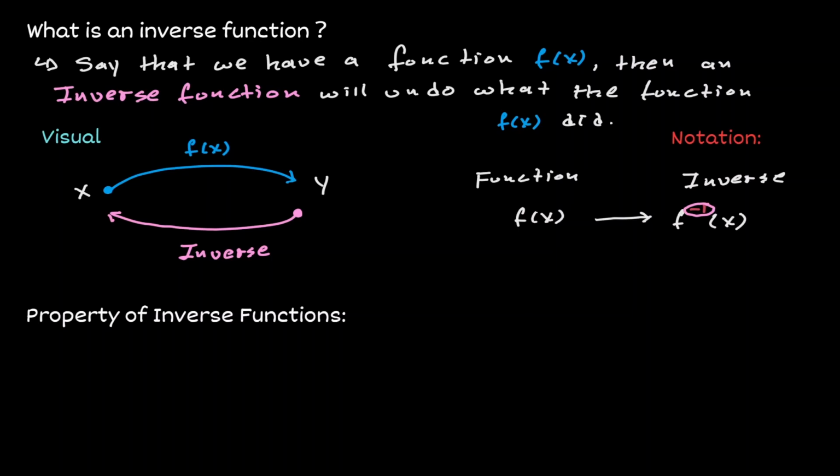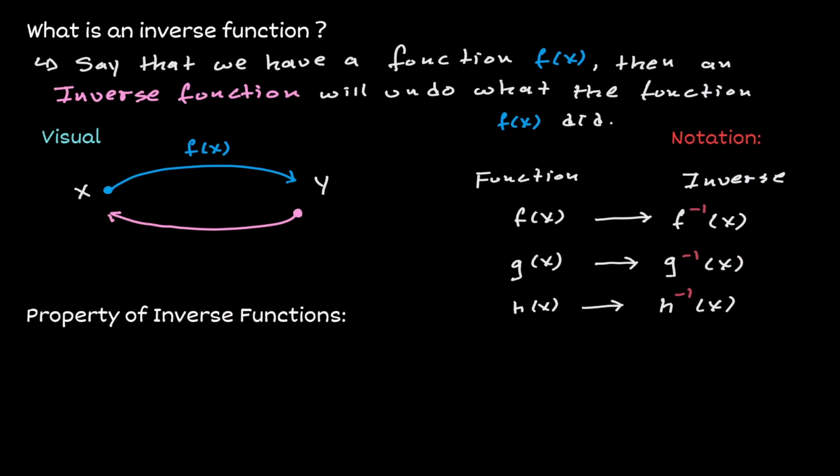This is just notation. So let's say that we have another function, let's call it g of x. Then the way that we're going to represent the inverse of g of x is by placing a little -1 between the g and the x. But again, this is not an exponent, this is just notation. And so forth, if we have a function, if we call it h of x, then the inverse will have a -1 between the h and the x. So if we go back to our visual, instead of writing inverse, we can write f -1 of x.